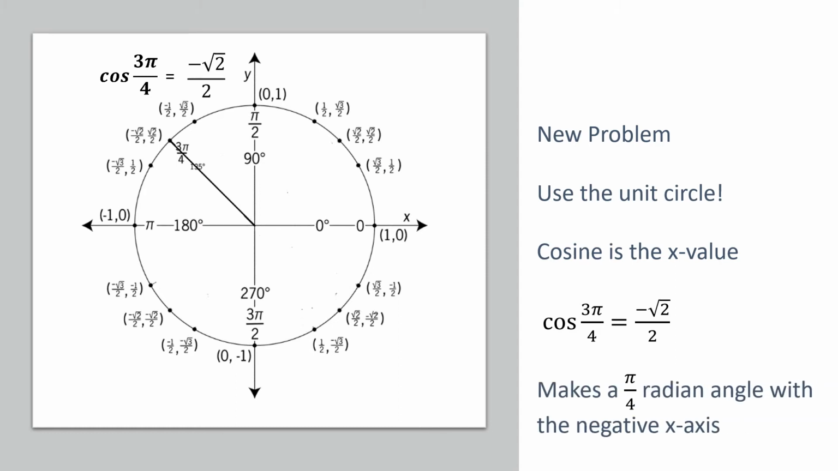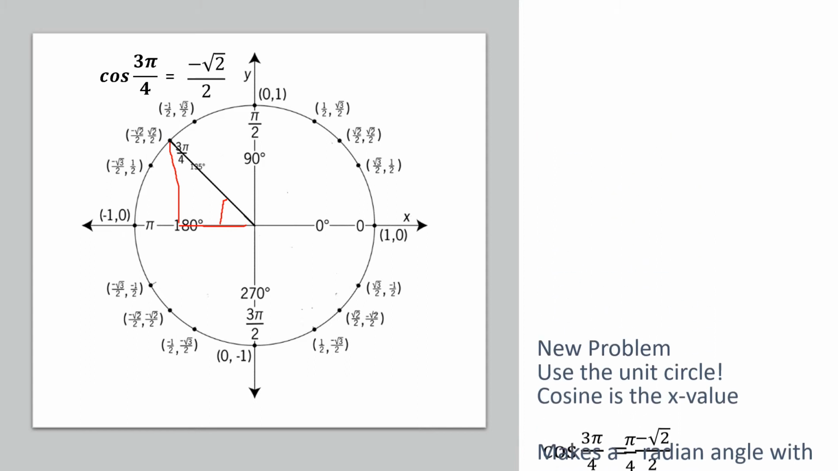You can also notice that we make a pi over 4 radian angle right here with the negative x-axis. So if you were to draw this triangle going straight down here, you would get a right triangle that is a 45, 45, 90 triangle, or a pi over 4, pi over 4, pi over 2 triangle. And you could find out that the length of this adjacent line here would be square root of 2 over 2, and then since we're in the negative x direction, it would be negative square root of 2 over 2.